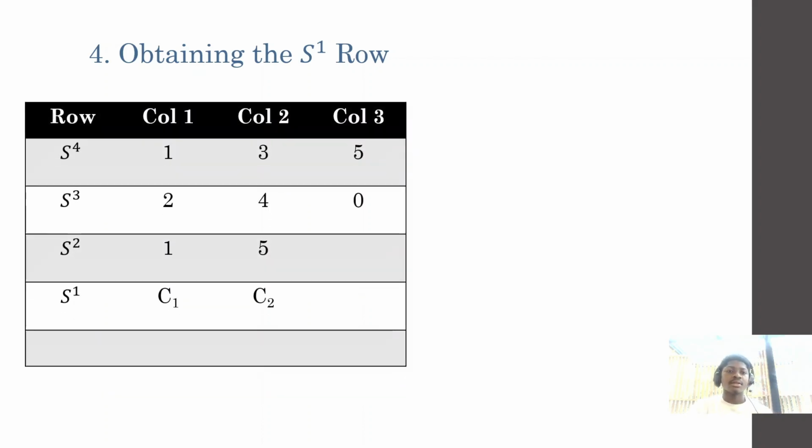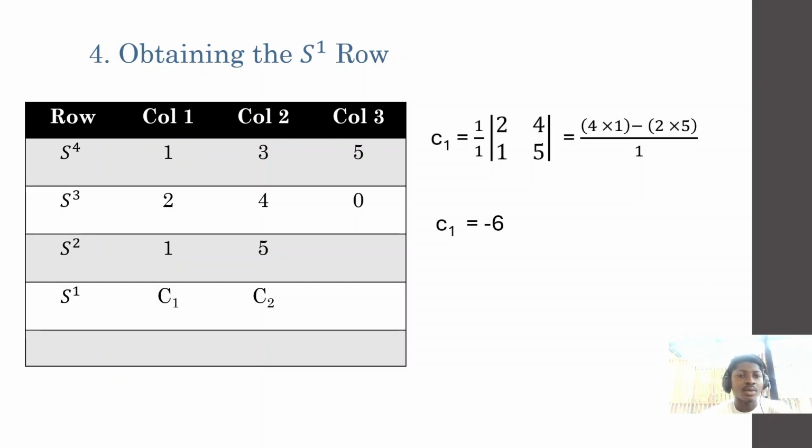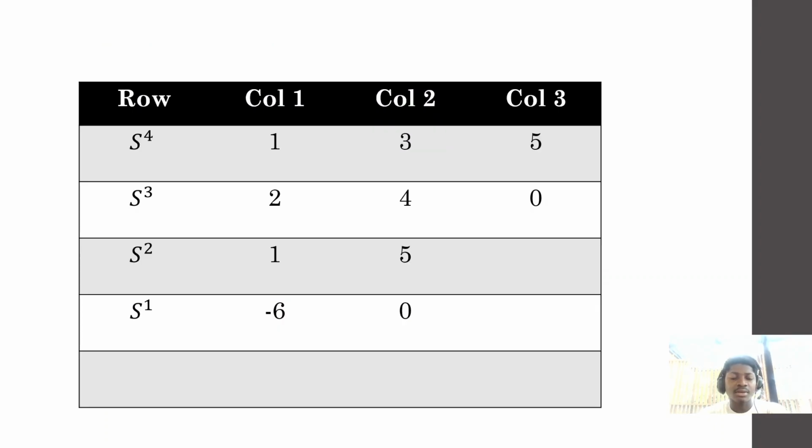We'll be obtaining the S1 row, which is C1 and C2. For C1, it will be the determinant of 2, 1, and 4, 5 divided by 1, and we got -6 for C1. And for C2, it's going to be the determinant of 2, 1, and 0, 0 all divided by 1, and we had 0 for C2. Therefore, the S1 row values are -6 and 0.